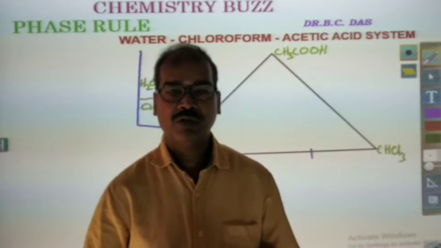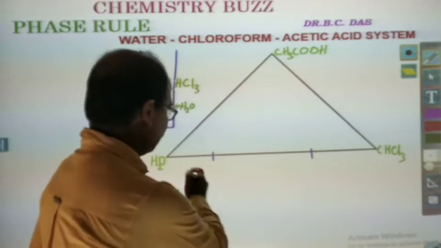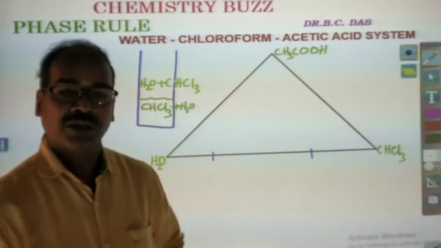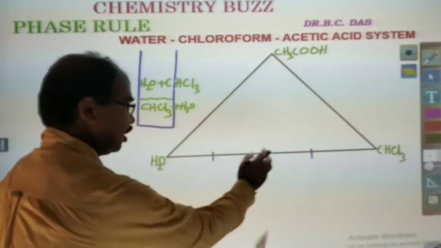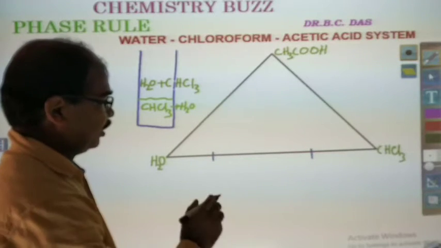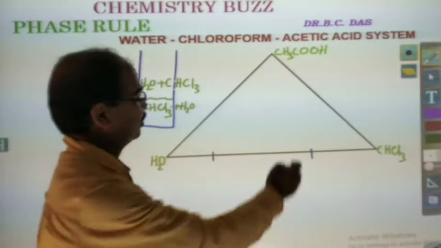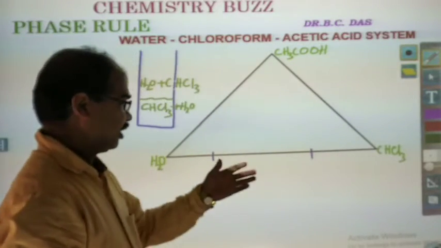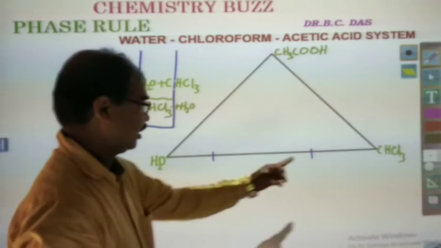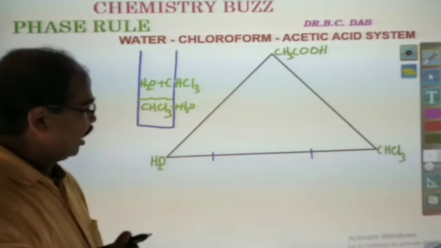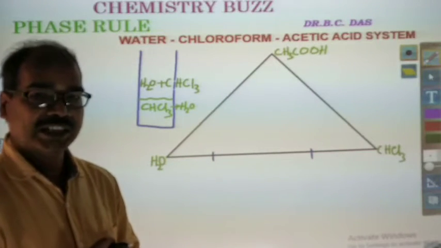Today in this video I will discuss the three component system with water, chloroform and acetic acid. In the last video I have elaborately discussed the partial miscibility of water and chloroform, and in this video we will see the impact of the third component, that is acetic acid. In presence of acetic acid, the mutual solubility or mutual miscibility of water and chloroform increases, and how the system behaves in presence of acetic acid.